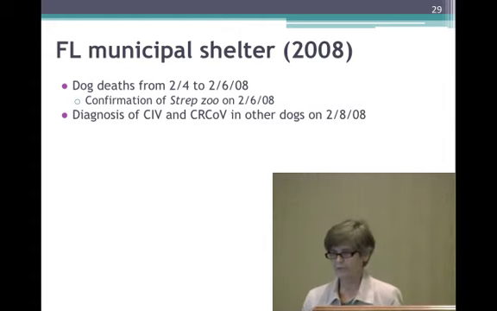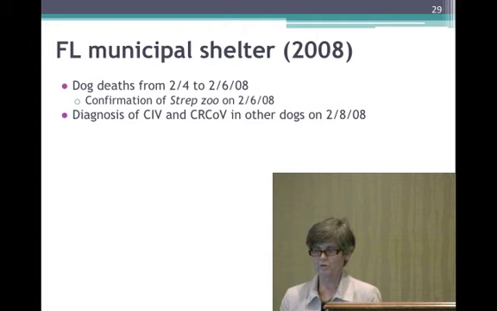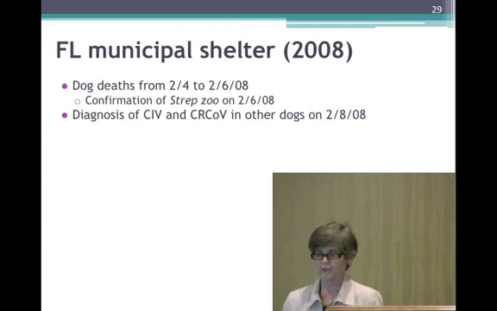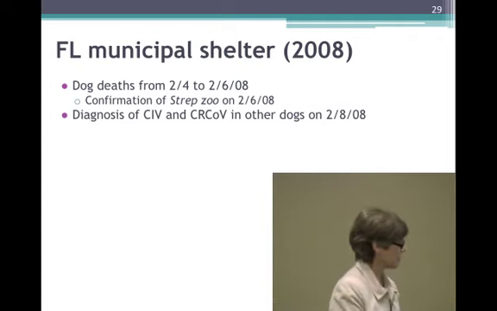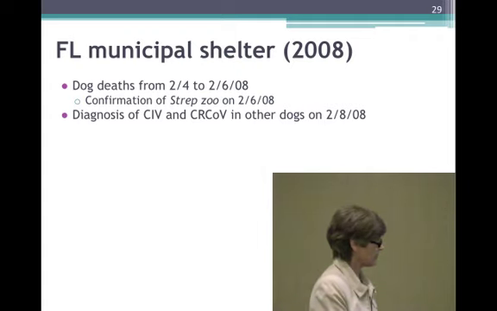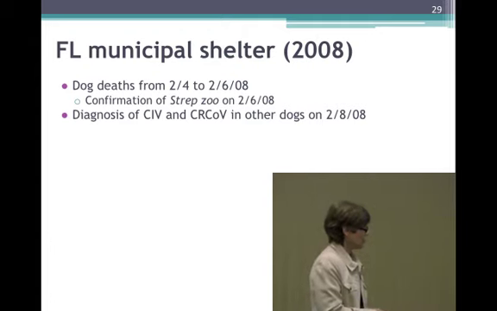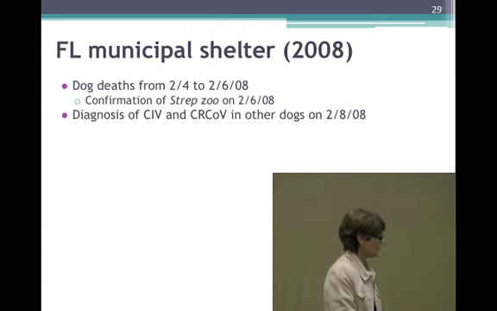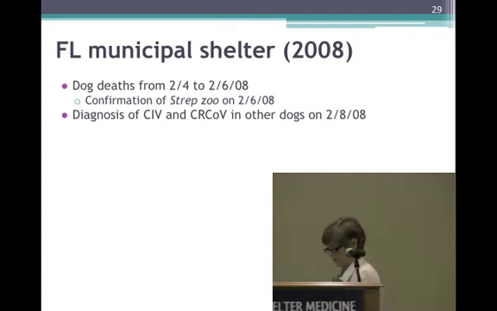We knew the dogs died on these dates. We confirmed strep zoo infection in these dogs by February 6th. Very rapid confirmation of infection by strep zoo, starting with the initial dogs that died that were shipped to us for diagnostic testing. We confirmed the concurrent canine flu and canine respiratory coronavirus infection in dogs throughout the shelter 2 days later. So we knew by diagnostics what we were dealing with.